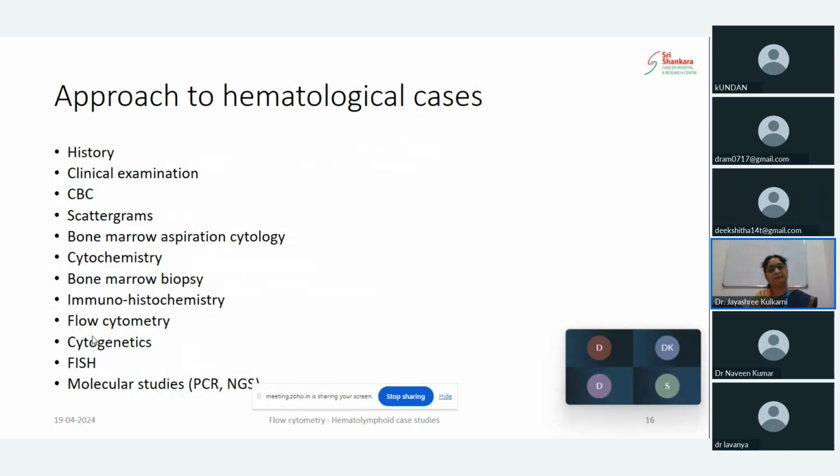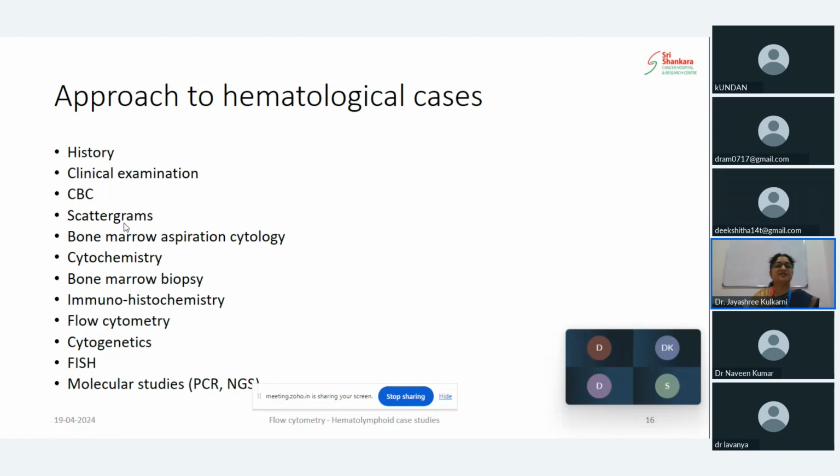Now, coming to the basic topic of approach to hematological cases, before going to flow cytometry, I should remind you that you might find this very interesting and feel that that is the end of the story, but no, I would always recommend that we start right from the history, clinical examination, CBC. CBC, not only the counts, scatter plots.